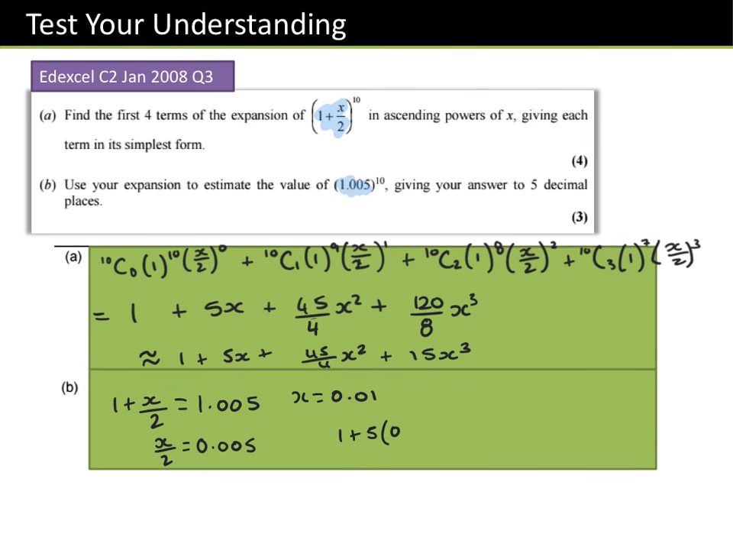Now I'm going to substitute that in. 1 plus 5 lots of 0.01 plus 45 over 4 lots of 0.01 squared plus 15 lots of 0.01 cubed. And this is going to give me, I'm going to write them all down first, 1.0511400132, and then we're going to do 5 decimal places, 1.05114. Nice and easy, 7 marks.